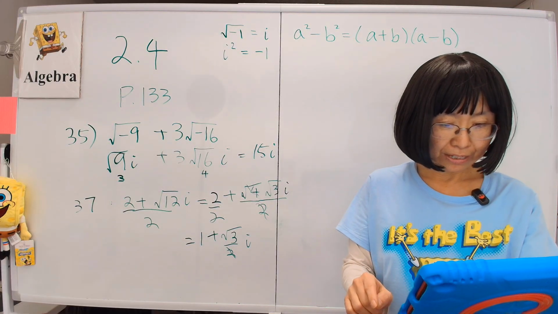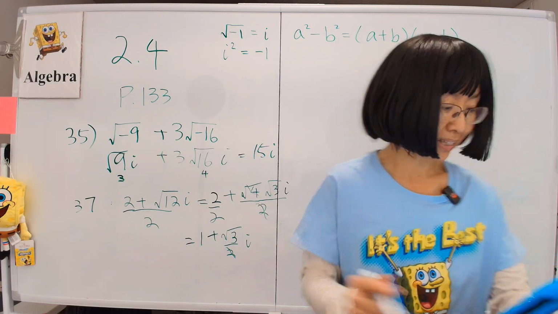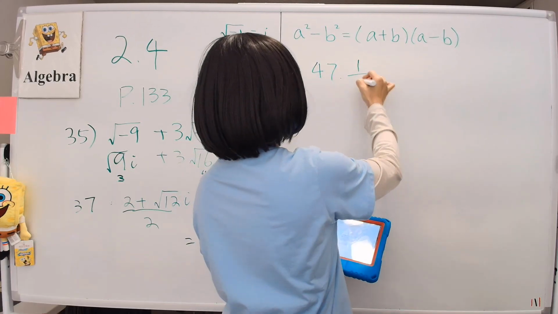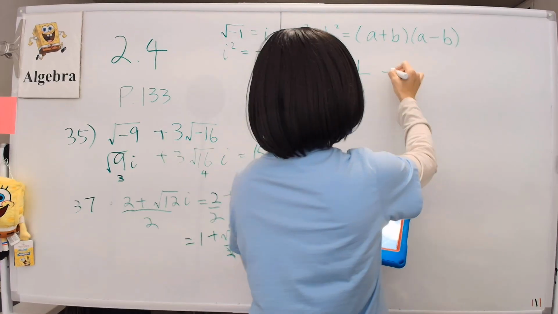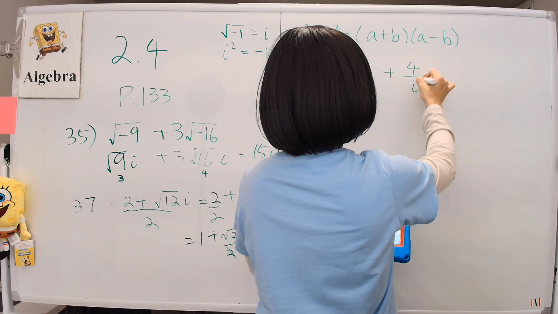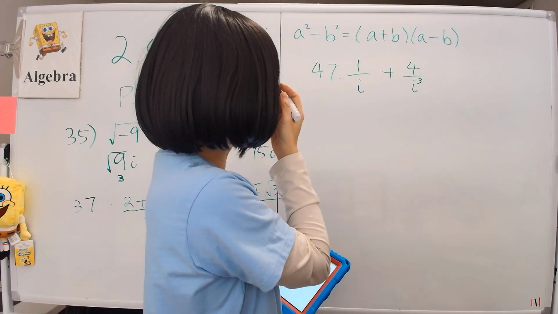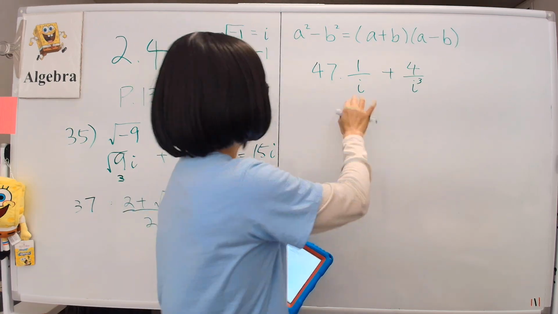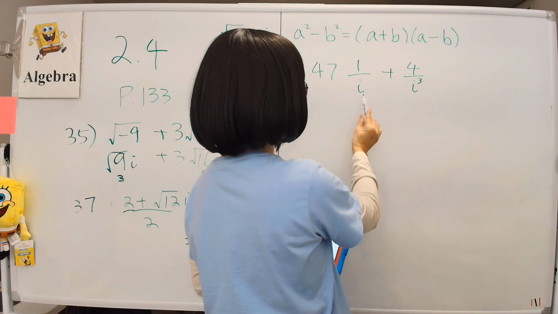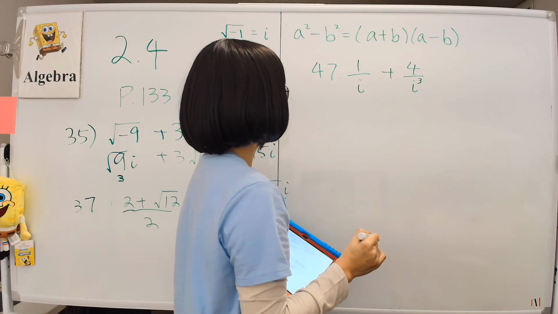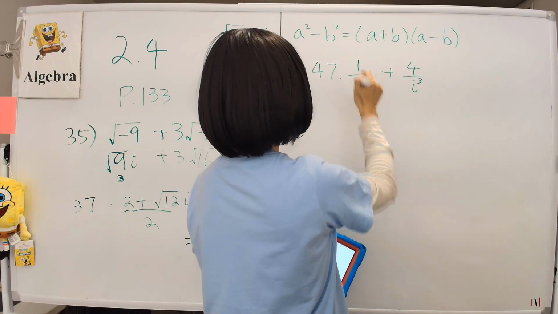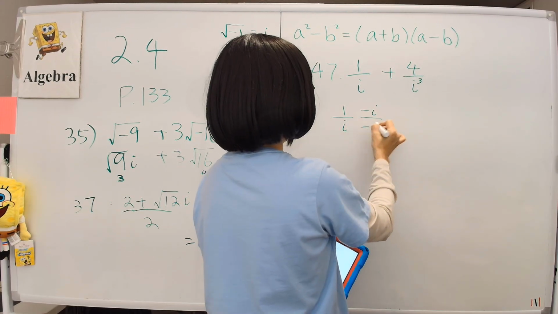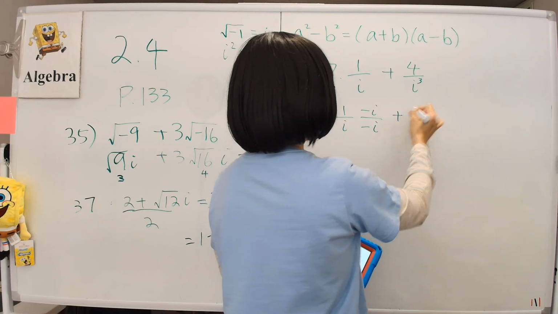Next, let's look at problem 47. We have a bunch of i's on the bottom. We have 1 over i, and then 4 over i to the power 3. Now as always, if we have i on the bottom, we'll multiply it by its conjugate. Being that we have two fractions, we'll multiply each one by its own conjugate. So 1 over i will be multiplied by the conjugate, which is negative i. And then the same thing here.